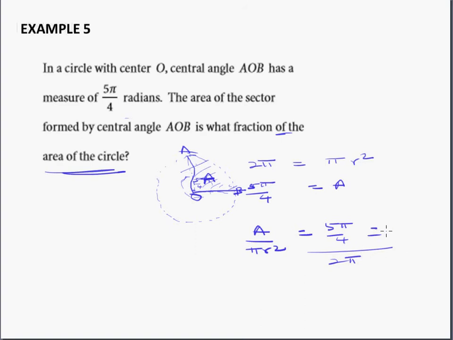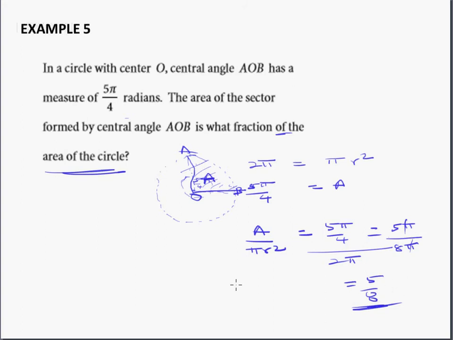Right, which is equal to 5 pi over 8 pi. You can see that, right? And the pi will cancel, and therefore their ratio will be 5 over 8. As simple as that, right?